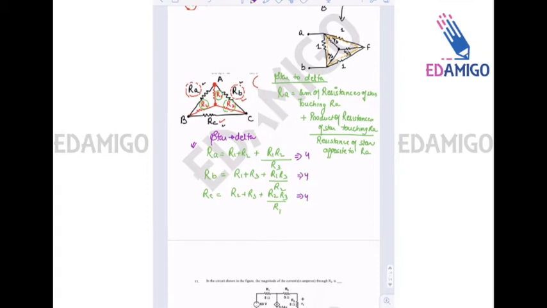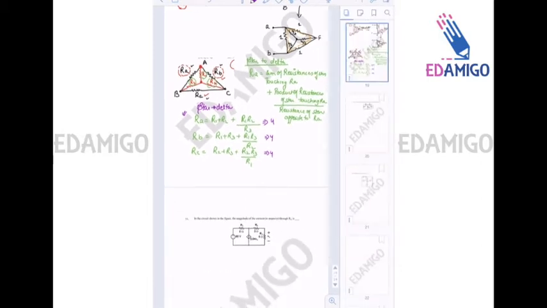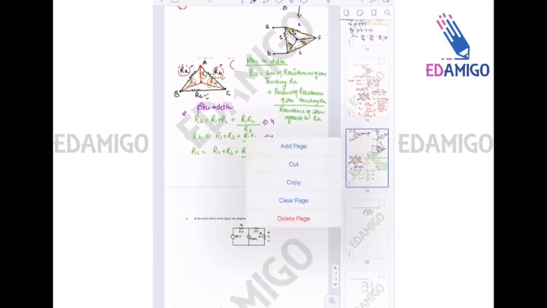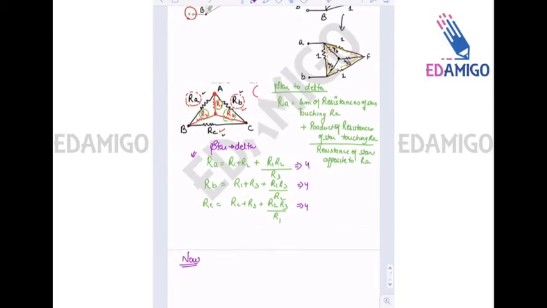Okay, now I have to add a page here. Now this figure can be converted into a delta again.